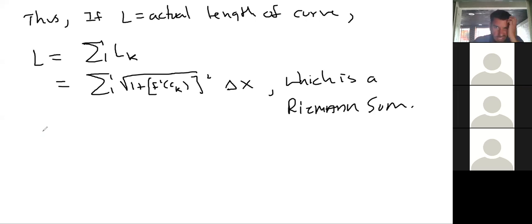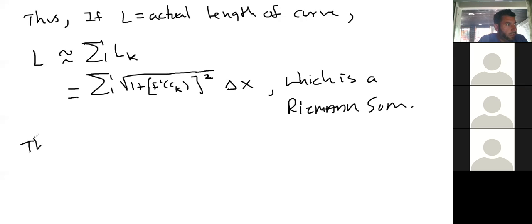Oh, by the way, hold on. This is a lie. There's a slight lie here. These aren't equal signs. These are approximations. This is approximately equal. This square is under the square root.